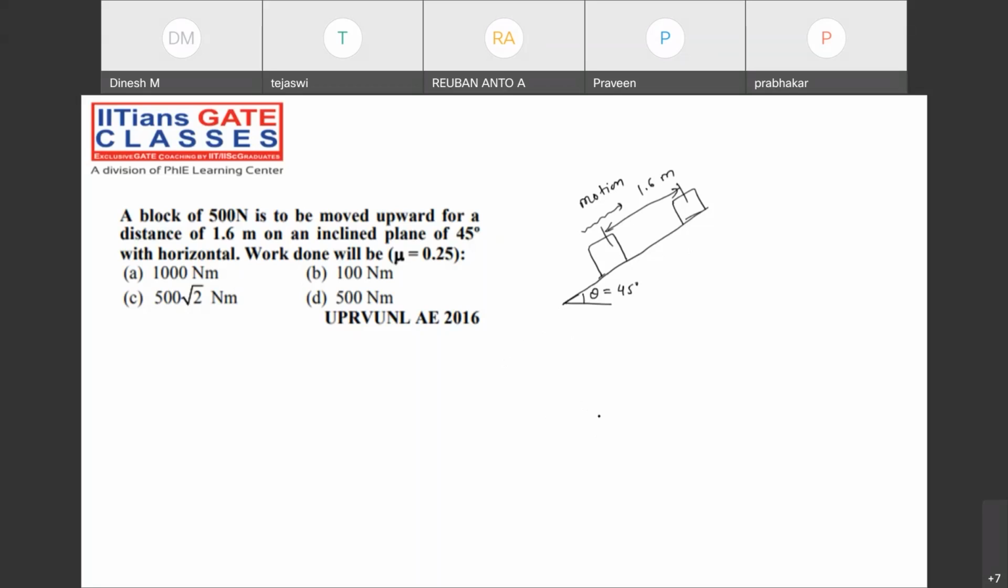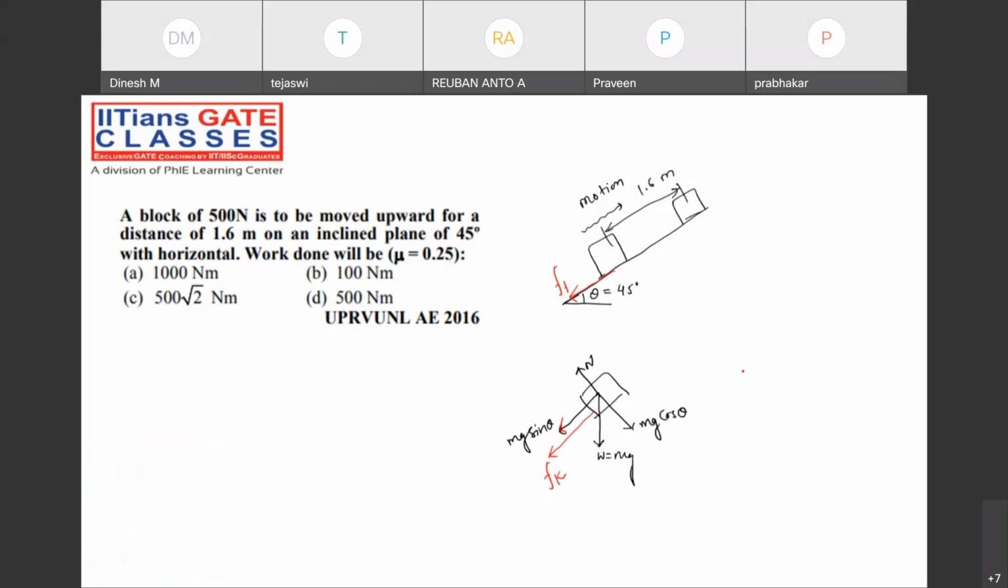If I draw the free body diagram of the block, my dear friend, the weight is acting in the downward direction. This component will be mg cos theta. This component will be mg sin theta. There will be a normal force and there is a friction force. Friction force will act opposite to the direction of motion, something like this, right? It will be acting in the opposite direction like this.